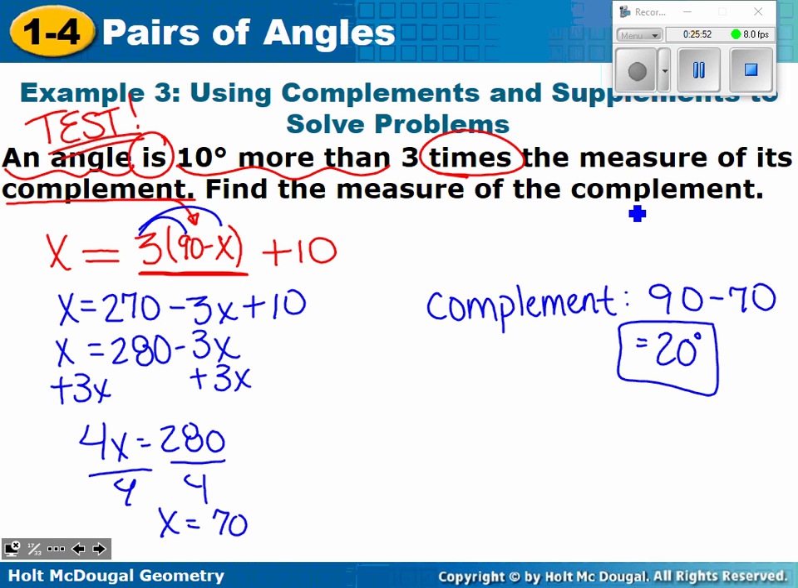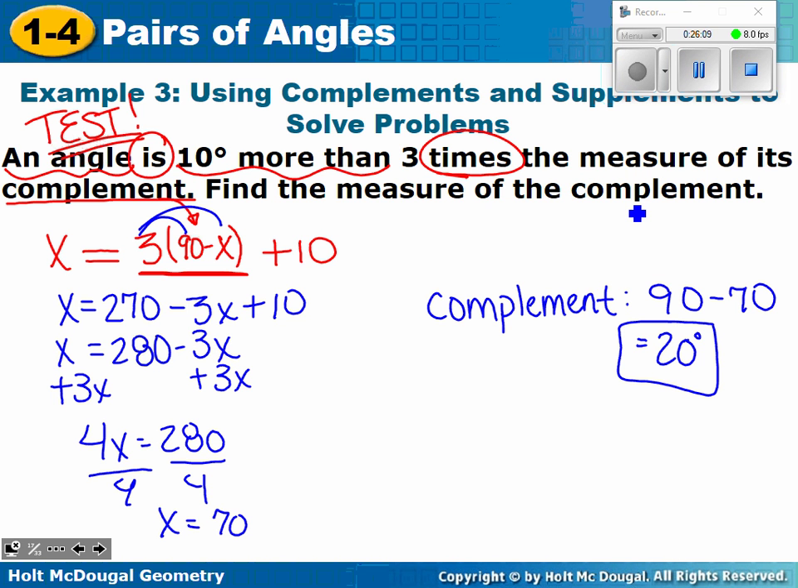Okay, here's another way you could do it. If this helps you, you could think about it in terms of a picture. I've got two angles and they have to add to be 90. So I'm going to draw a picture. Ooh, that's terrible. I know they have to add to be 90.